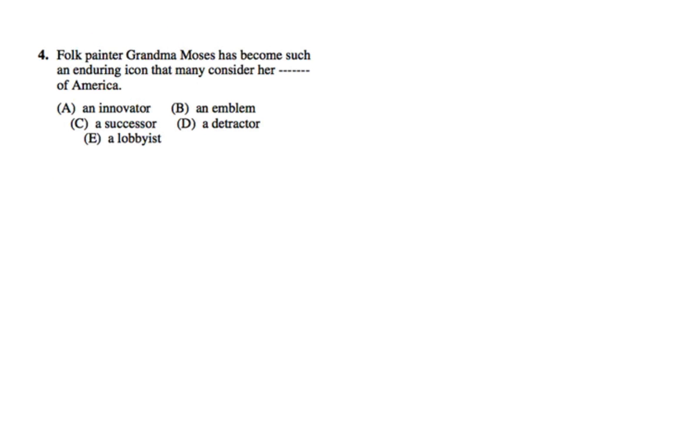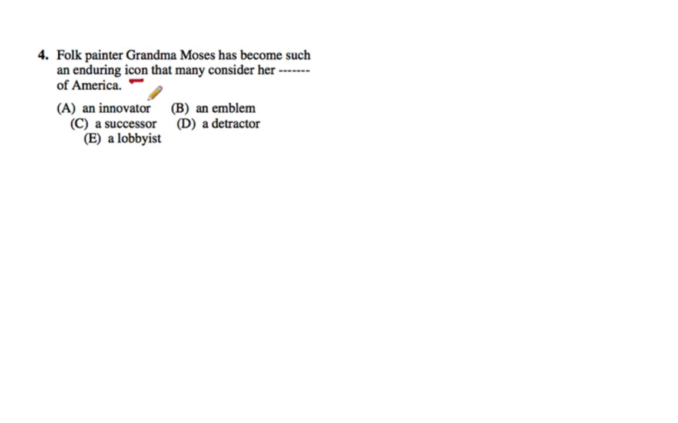Question number 4. Folk painter Grandma Moses has become such an enduring icon that many consider her blank of America. Now, what you want to do is decide before looking at the answer choices, what does the word that you're going to put in the blank have to mean? And again, there's almost always something in the sentence that's a clear clue or pretty much the answer. And here we have the word icon.